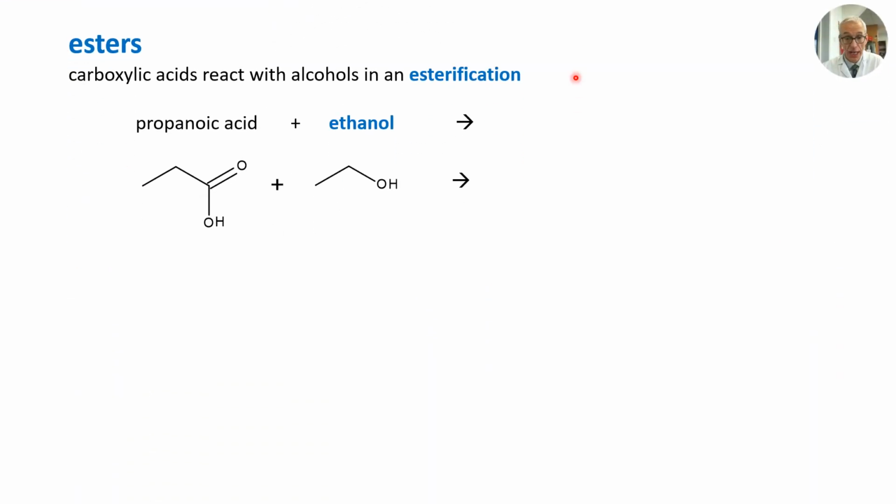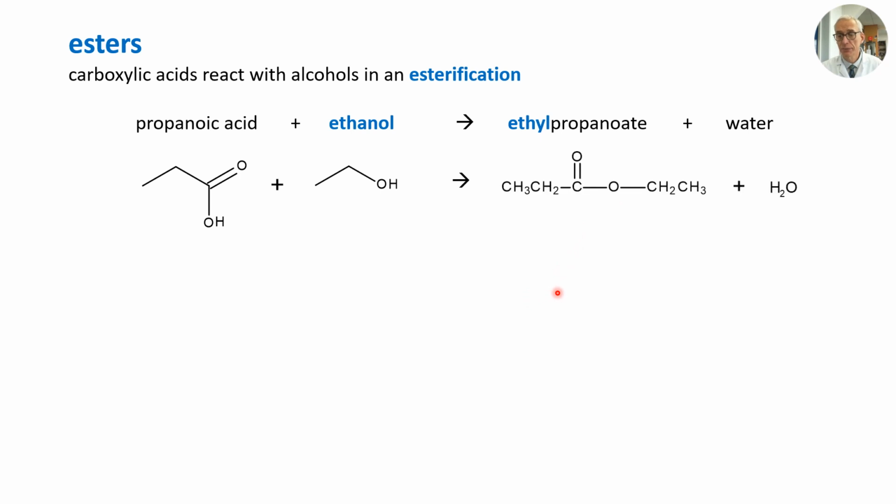Carboxylic acids react with alcohols to form esters. So for instance, propanoic acid, which I've got the skeletal formula here, and ethanol, also skeletal formula, so 1, 2 carbons, 1, 2, 3 carbons, react to form ethyl propanoate and water. The structure looks like this.